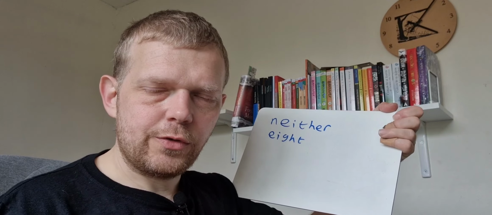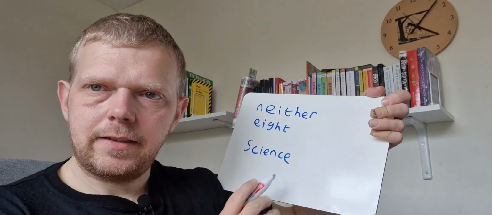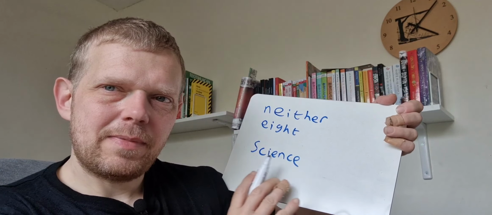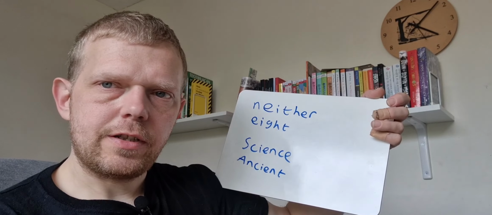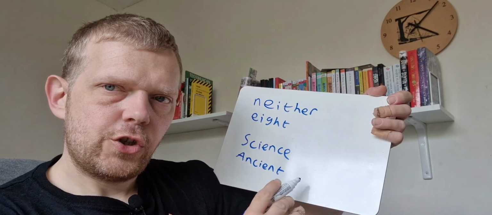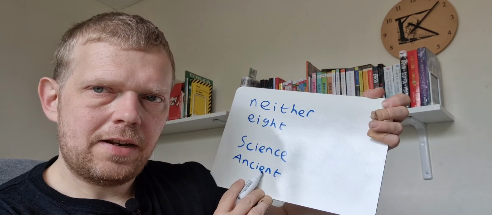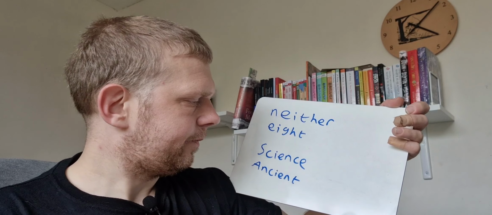And an exception with the letter C. Science. It's I before E, but except after C. So this breaks that rule. It's I, then E. Ancient. There's a C and the I and the E after the C. This breaks the rule. This goes against the rule.